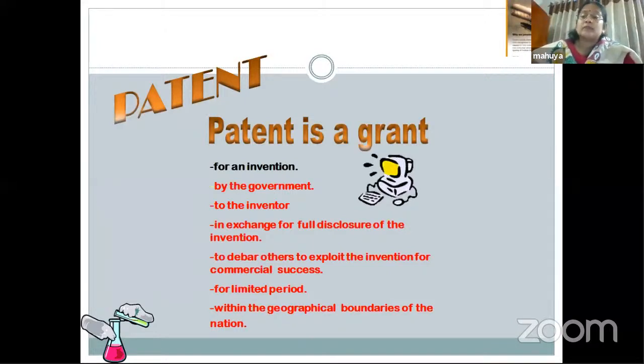Full disclosure means you have to describe your idea. However, when you describe your idea, don't mention the exact temperature, exact pressure, or exact specification, because this is your know-how. That means it is your trade secret. It is another intellectual property right. Internationally, there is no legislation to protect trade secrets. So that is why it is kept secret in your mind, or in your notebook, or in a separate way.